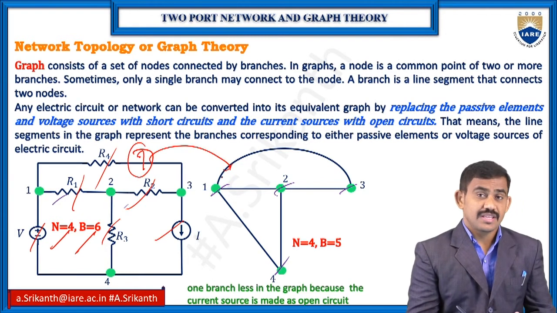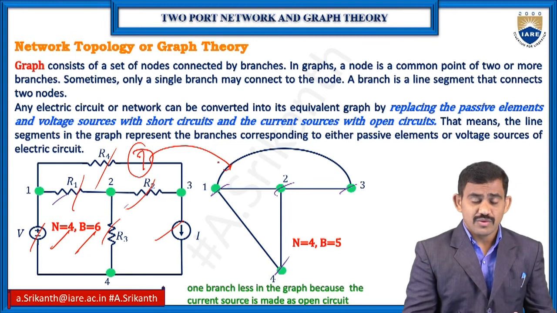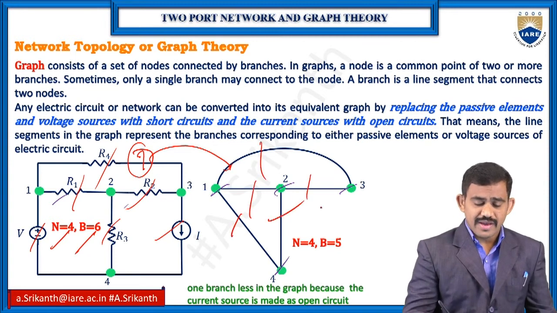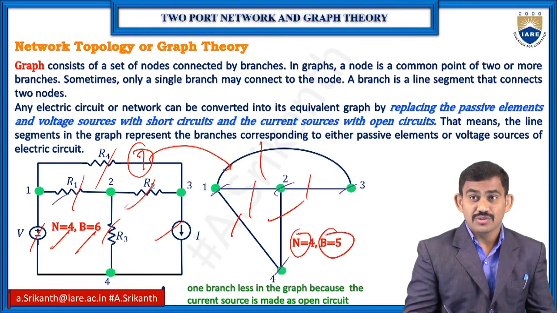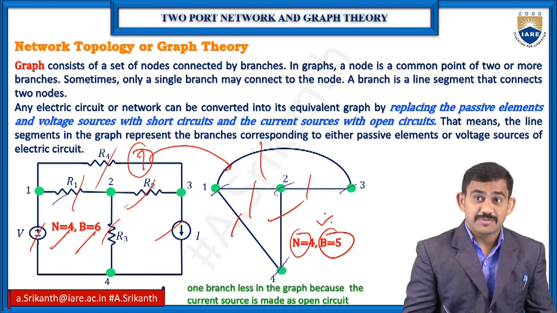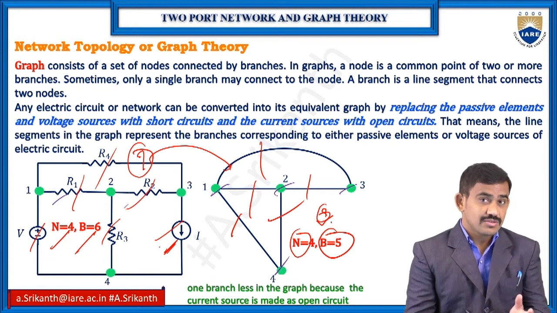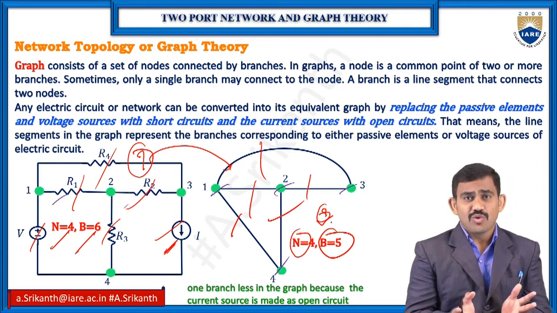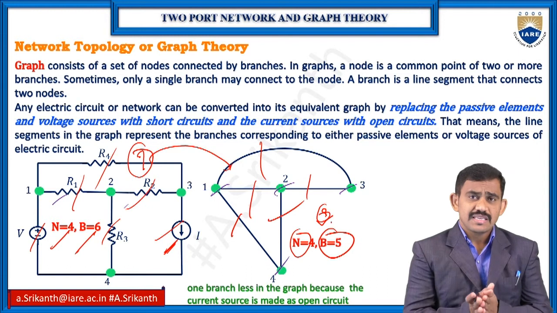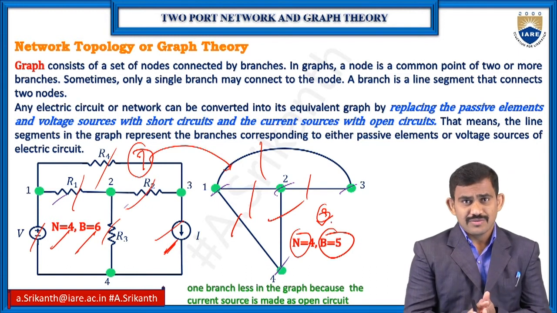Coming to theory, like a network topology, we have 1, 2, 3, 4, 5 branches, 4 nodes. So the branch value will change. Why will this branch value change? Depending upon your sources. So if there are current sources, the branch is open. So the branch value will be changed in circuit to graph.